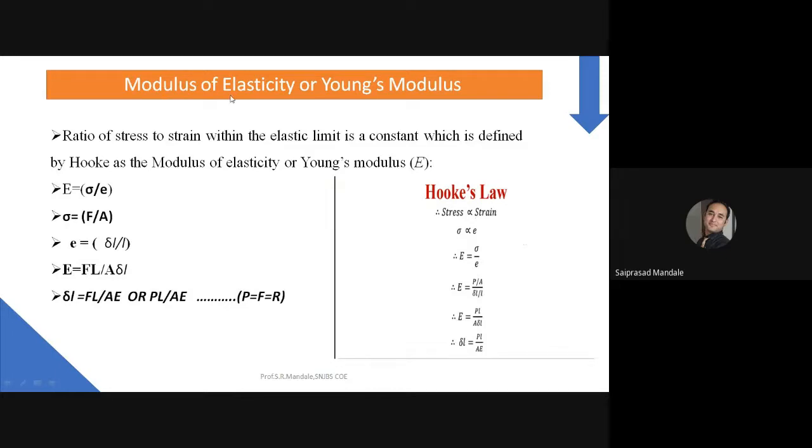Modulus of elasticity, it is also known as Young's modulus. Yesterday we have seen that it is nothing but a ratio of stress to strain. So what is the formula to calculate stress? Can anybody tell me?